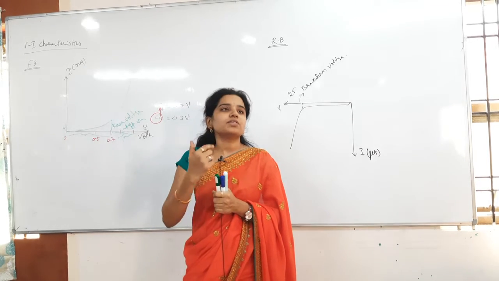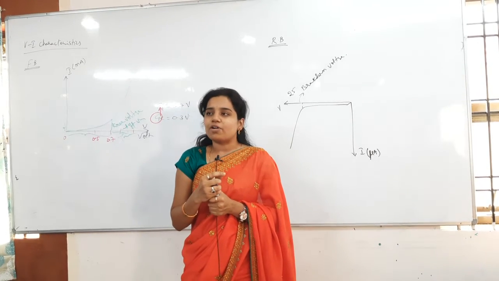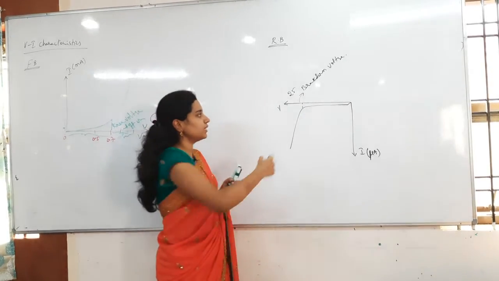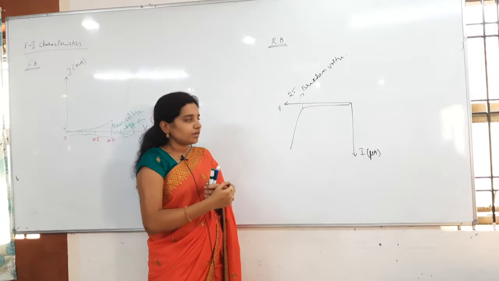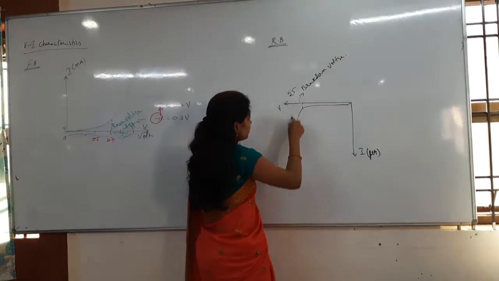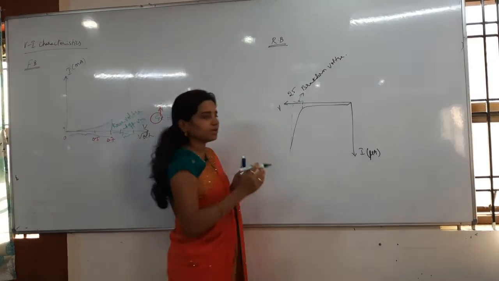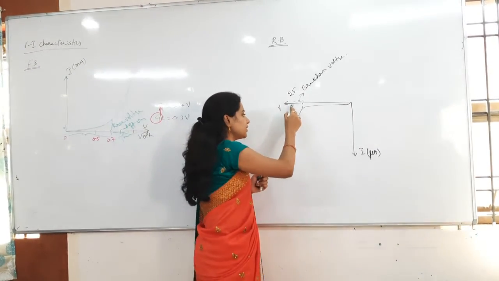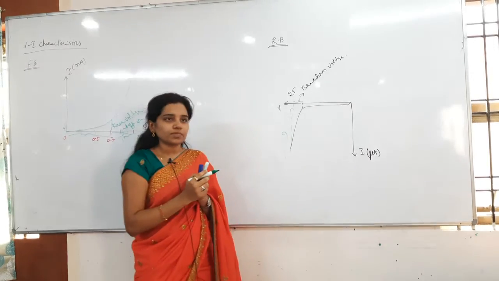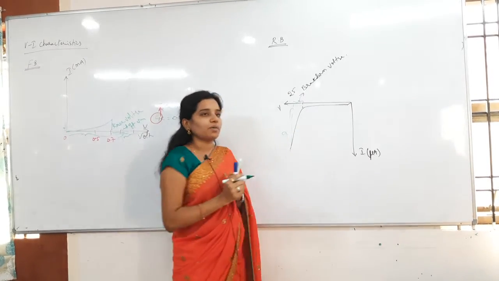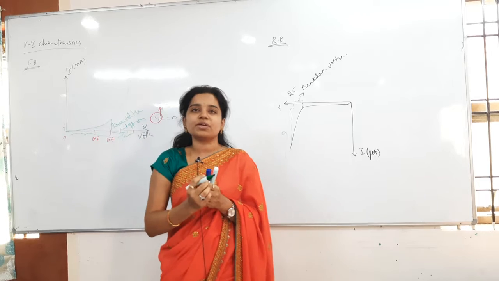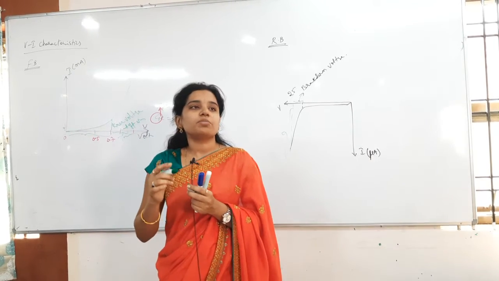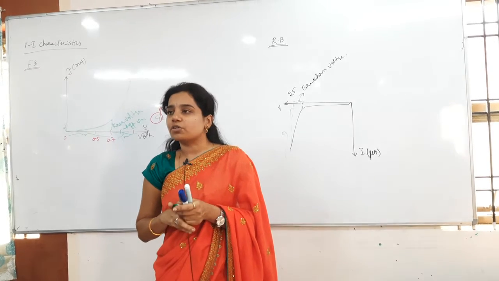Then whenever it reaches 25 volts, immediately I can see a drastic change, the current is increasing like this. Within this much smaller change in voltage, 25, 26, 27, like that I am increasing, and the current is increasing this much. So this voltage is known as the breakdown voltage. What is it breaking? It is breaking the covalent bonds between the hole and electron pairs.